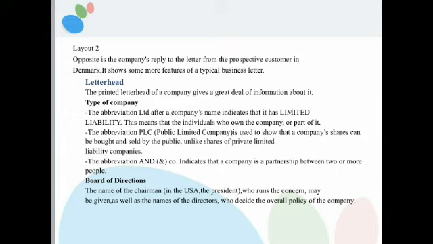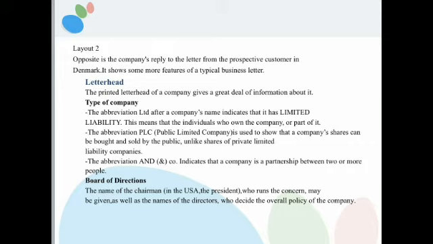Type of company. The abbreviation Ltd after a company's name indicates that it has limited liability. This means that the individuals who own the company or part of it are not personally liable for its debts. The abbreviation PLC, Public Limited Company, is used to show that a company's shares can be bought and sold by the public, unlike shares of private limited liability companies. The abbreviation & Co.